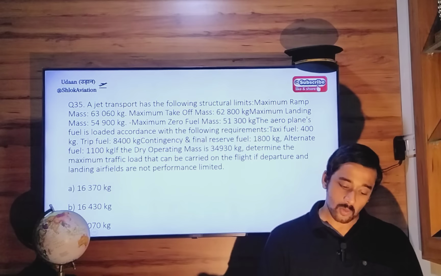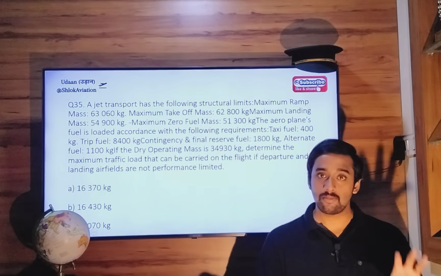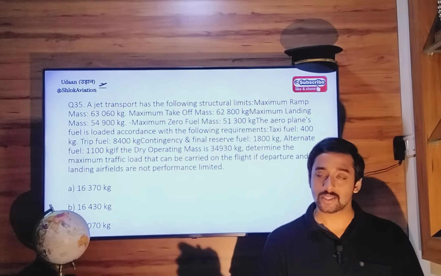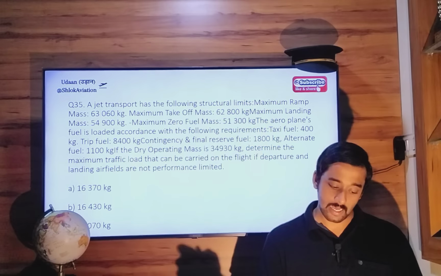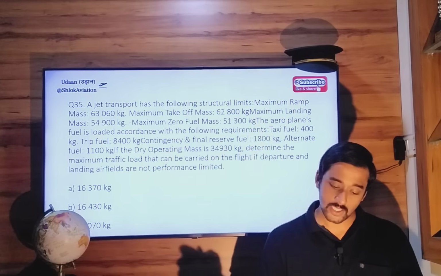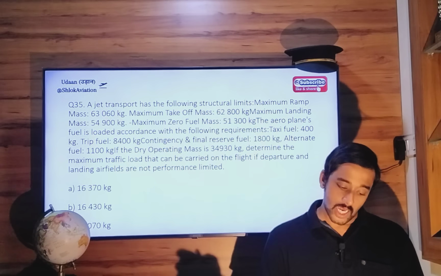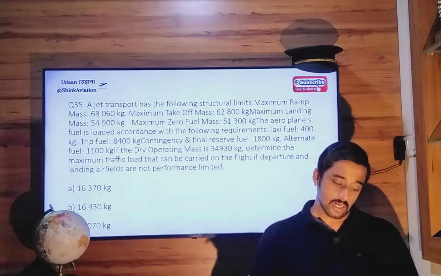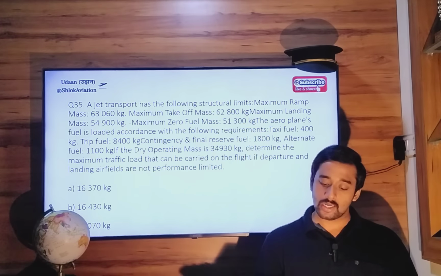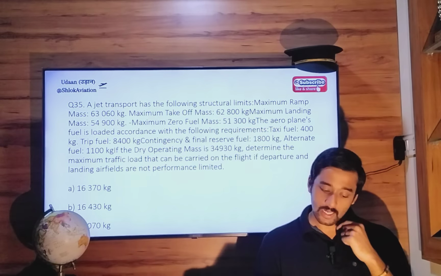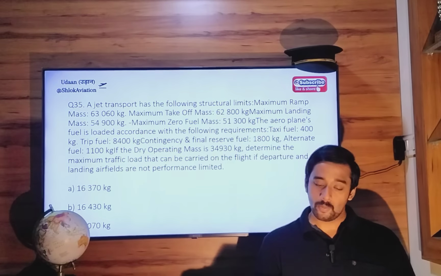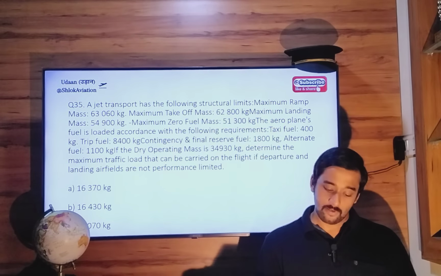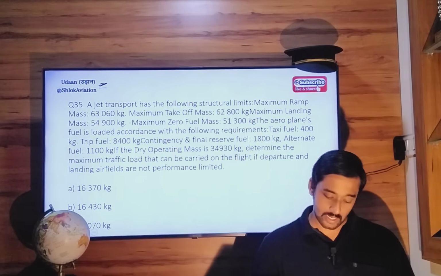Next, this is a numerical. Now maximum ramp mass, the maximum limit at ramp, is 63,060 kg. Maximum structural takeoff mass 62,800. Similarly, landing mass 54,900, zero fuel mass 51,300. The aeroplane's fuel is loaded according to the following requirements. Taxi fuel 400 kg, trip fuel 8,400, contingency reserve 1,800, alternate 1,100. If the dry operating mass is so and so, determine the maximum traffic load that can be carried on this flight if departure and landing airfields are not performance limited.